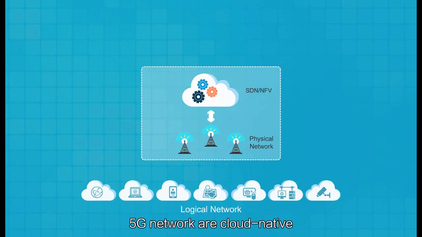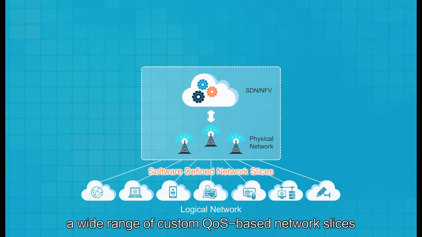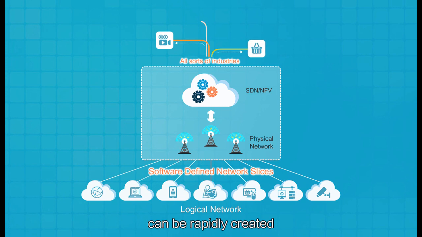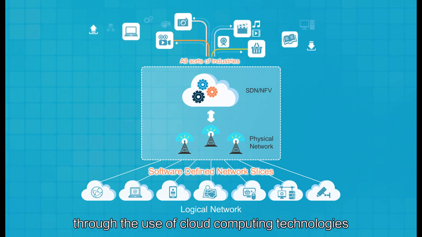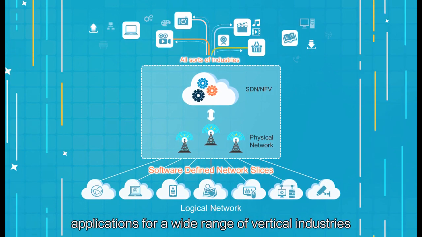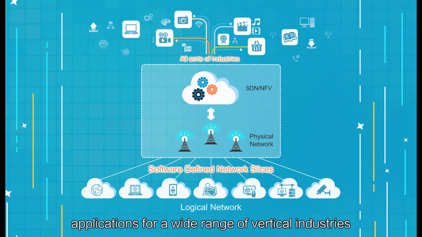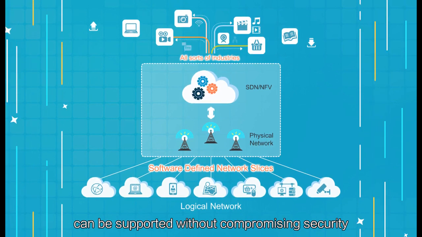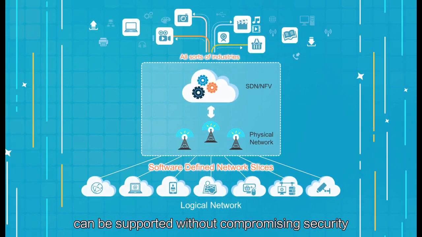5G networks are cloud native. Using a single physical network, a wide range of custom QoS-based network slices can be rapidly created, on demand, through the use of cloud computing technologies. By keeping resources segregated, applications for a wide range of vertical industries can be supported without compromising security.